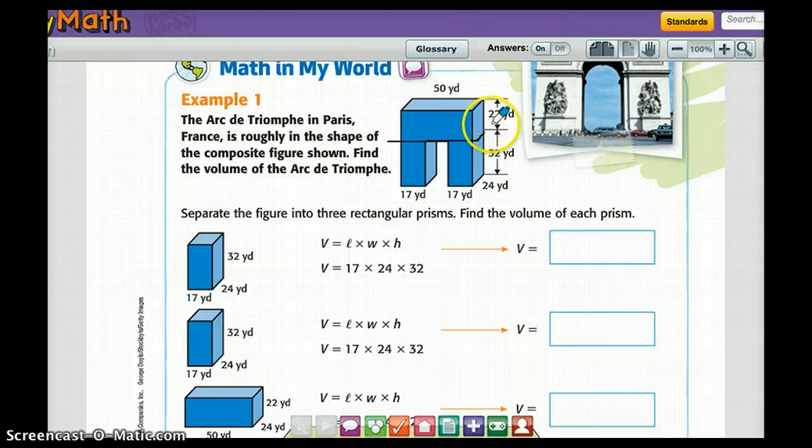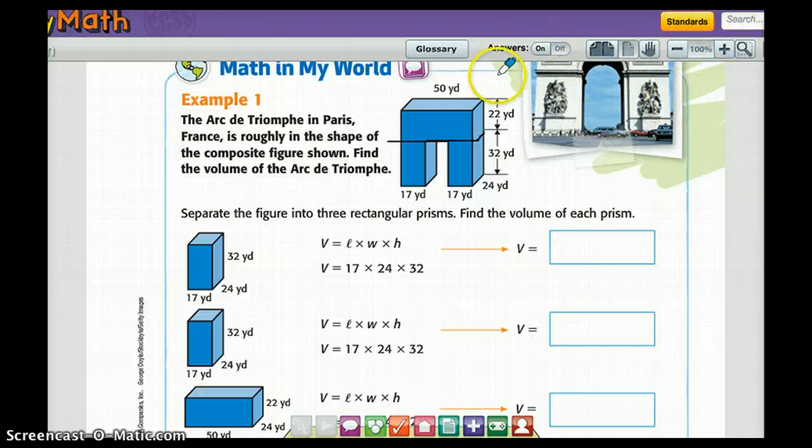This one already gives it to you. Sometimes you'll have to split it up on your own. They might give you a total and you'll have to break it apart by knowing the opposite side. And then the height, or the width here, sorry, is also going to be 24 because it still has the same width as the bottom part of this.